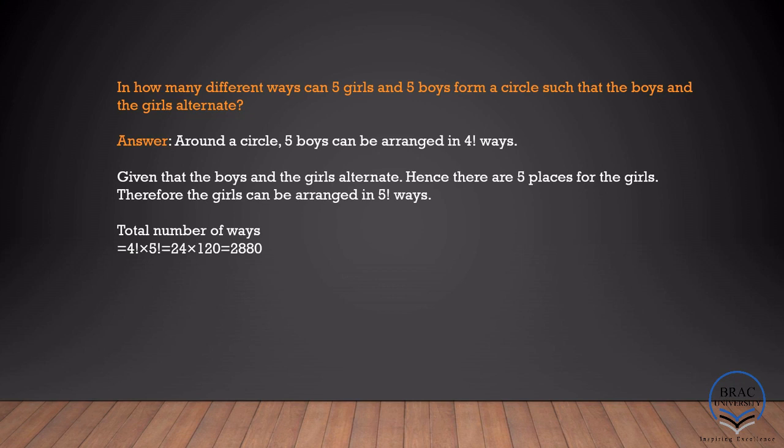So we have to pick boys or girls first, and whoever we pick first, we can arrange in n minus 1 factorial ways. Here we are picking the boys first, so 5 minus 1, 4 factorial ways, as this is a circular arrangement, and the 5 girls are left with alternate places, so we can arrange the 5 girls in 5 factorial. So the answer is 4 factorial into 5 factorial, that is 24 into 120.